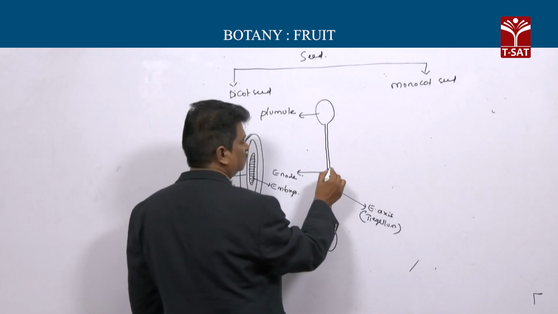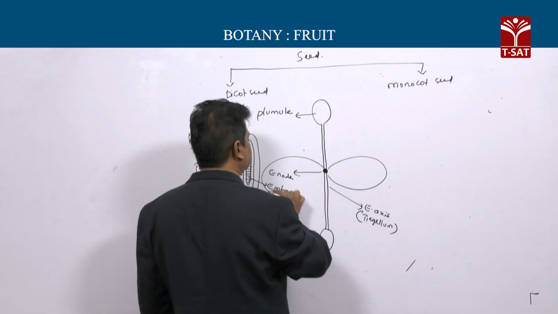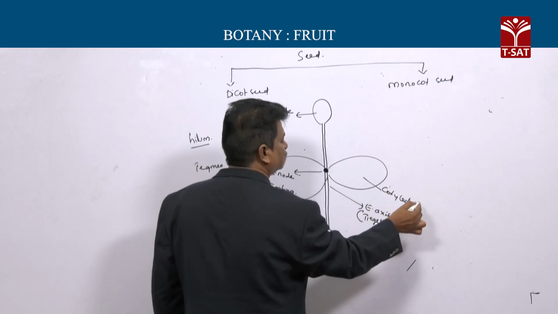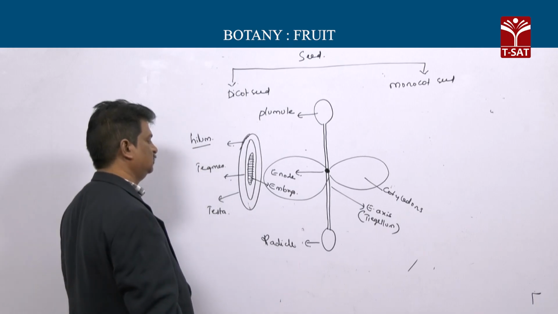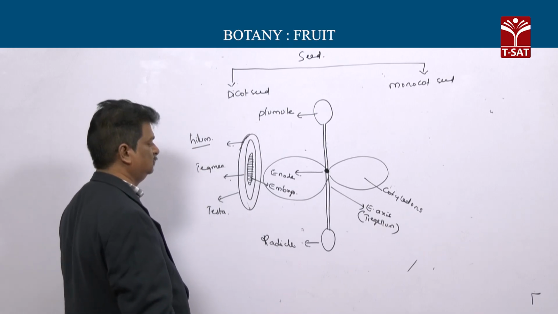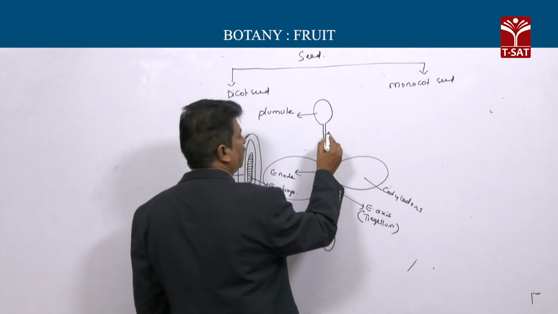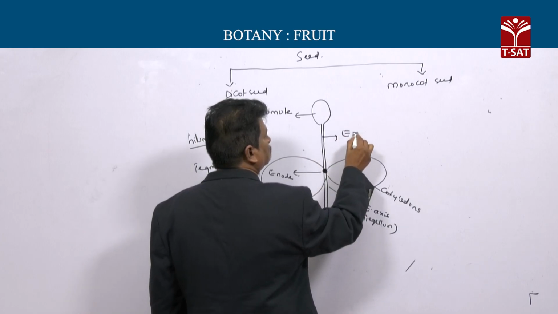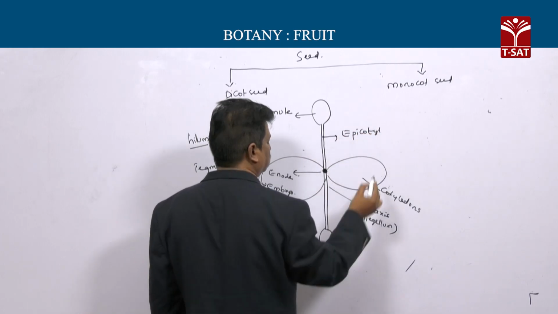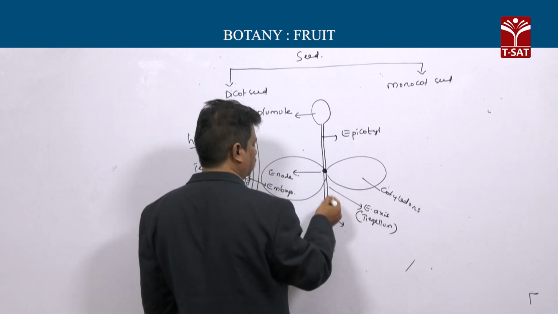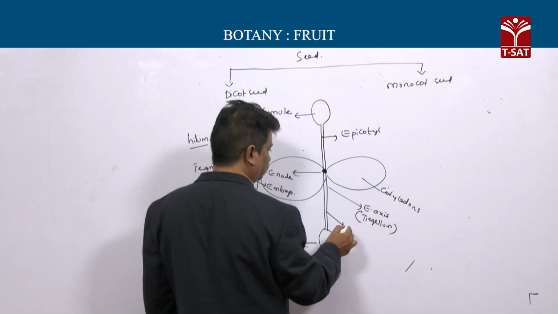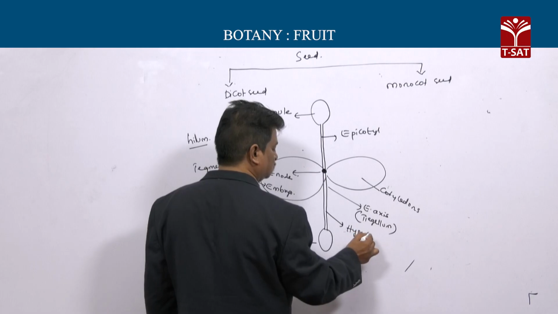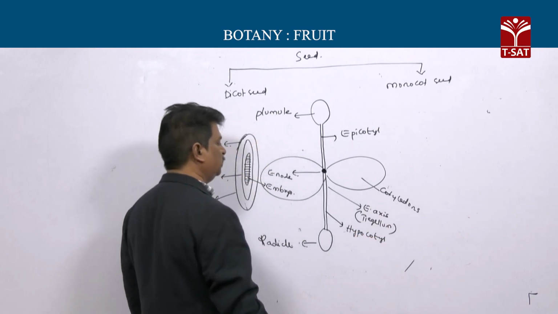Then this embryonic node develops cotyledons, and cotyledons are the first formed leaves. Then the embryonic axis between the embryonic node and plumule is called epicotyl. Embryonic axis between the embryonic node and the radicle is called hypocotyl.